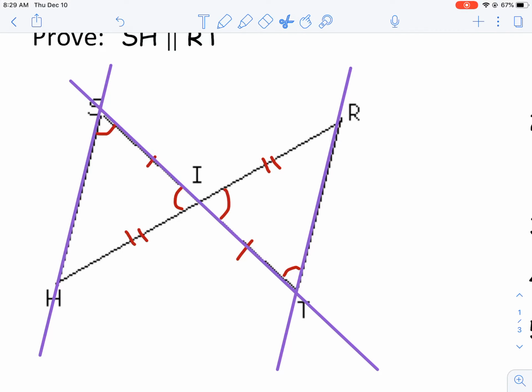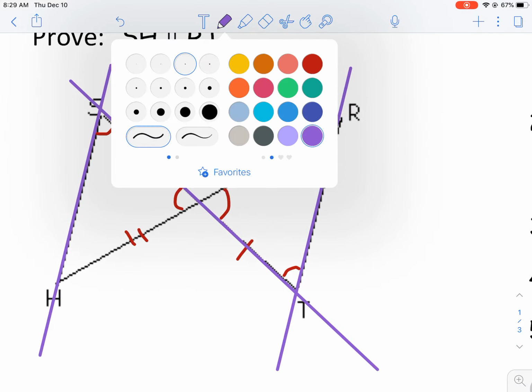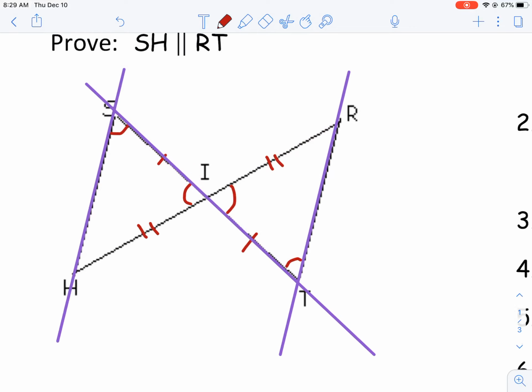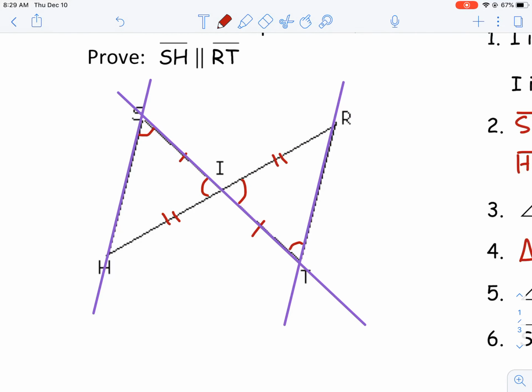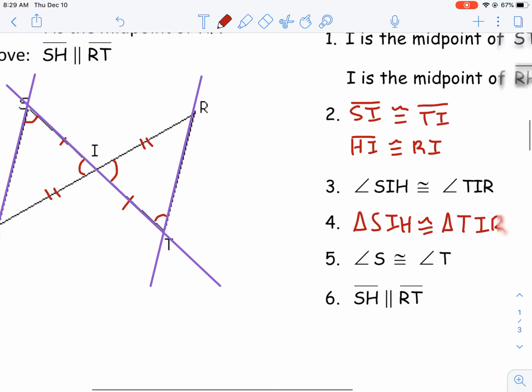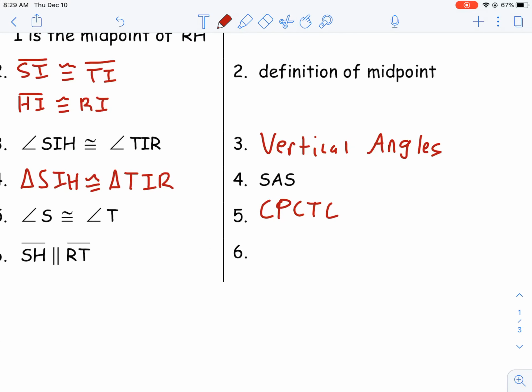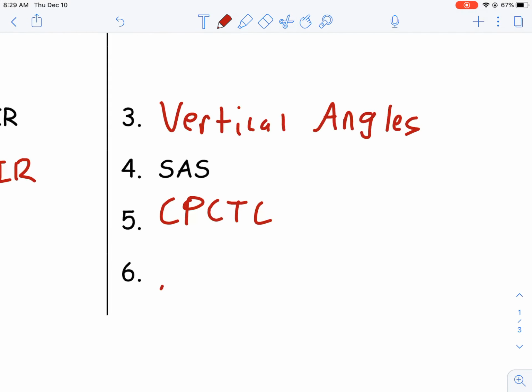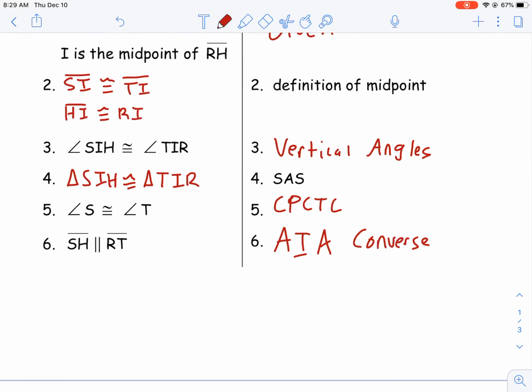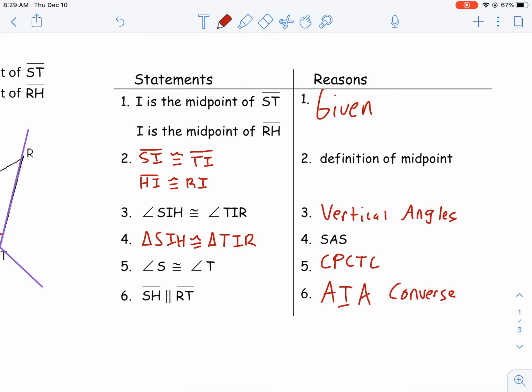alternate interior angles, right? But this time we're actually going the opposite of what we normally do. Normally we know they're parallel, so then we say alternate interior angles are congruent. But if you remember, we can actually switch that around as well. If alternate interior angles are congruent, then the lines are parallel, and that's by the AIA converse. Okay. So that would be how this problem works out.